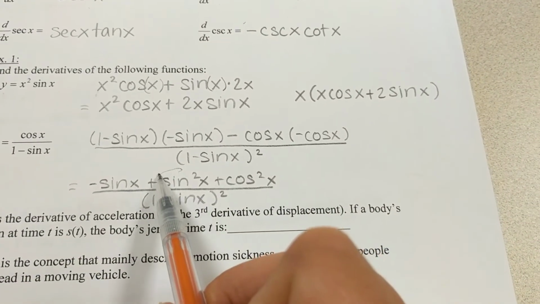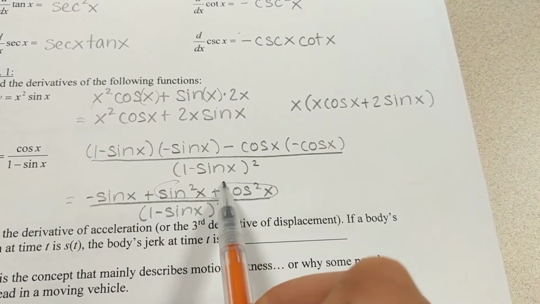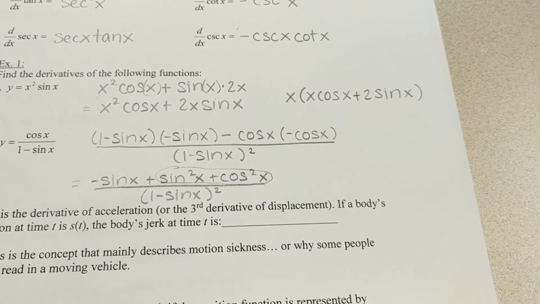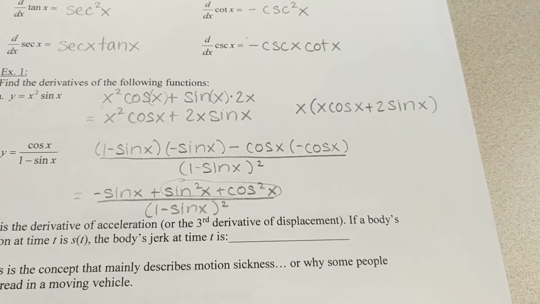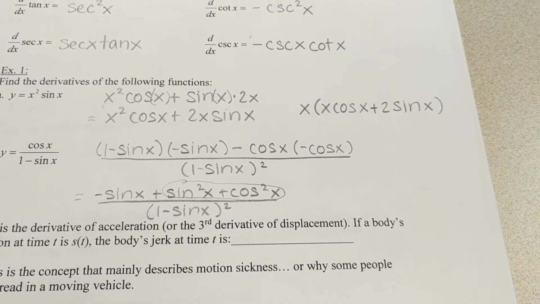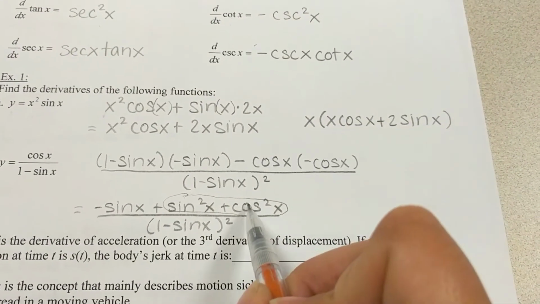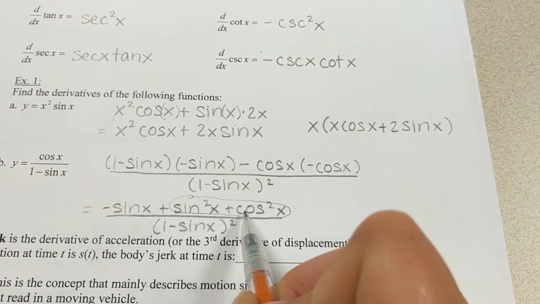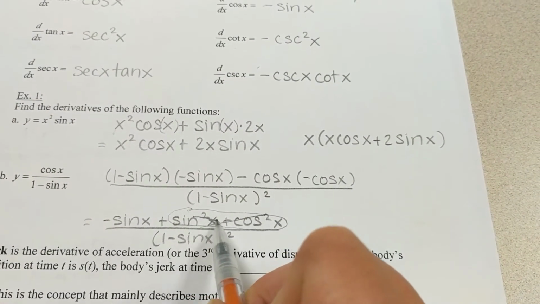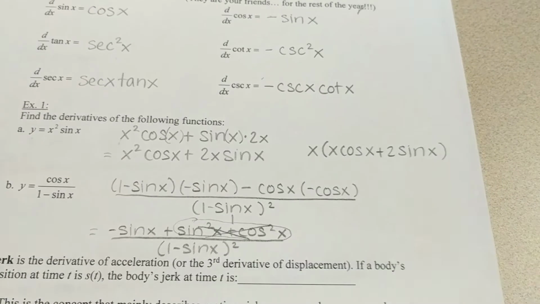This right here, sine squared plus cosine squared of x, that's the Pythagorean identity. It's on my back wall, but it is one of those that they kind of expect that you remember from last year. But the Pythagorean identity, if you ever have a sine squared plus cosine squared, that's equal to 1.